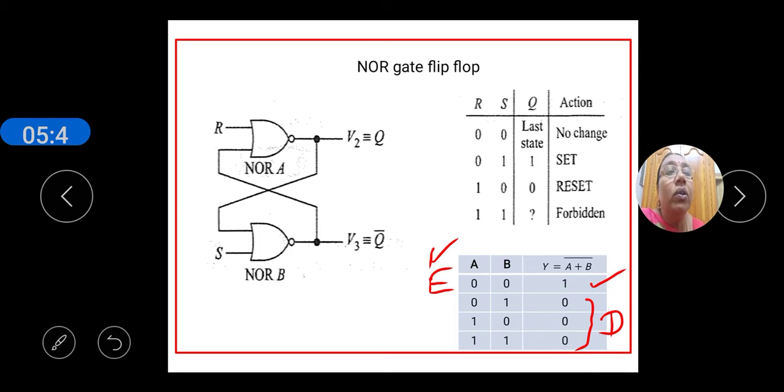So now come to the truth table for the flip-flop. You have 4 possibilities. R and S can have 0 0, or 0 1, or 1 0, and 1 1. First consider the first case. R is 0 and S is 0.